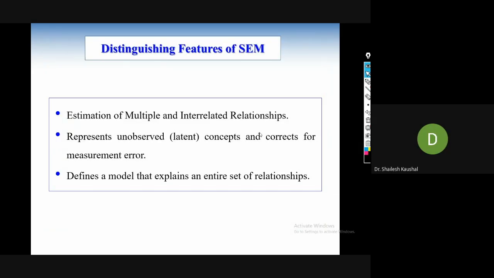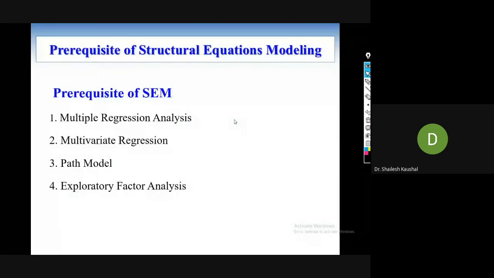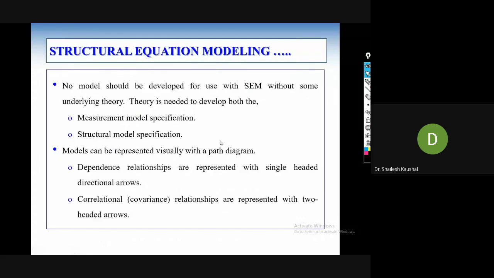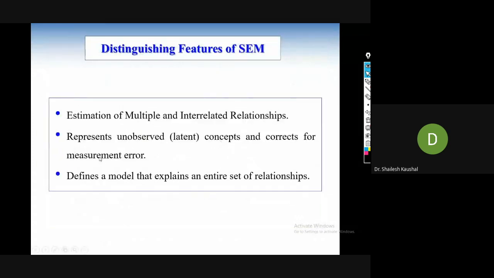Distinguishing features of SEM: estimation of multiple and interrelated relationships. Like you can see here, these are the interrelated relationships. Price is related to customer share, customer relation is related to customer commitment. The latent concept, the unobserved concept, corrects for measurement error and defines a model that explains the entire set of relationships.